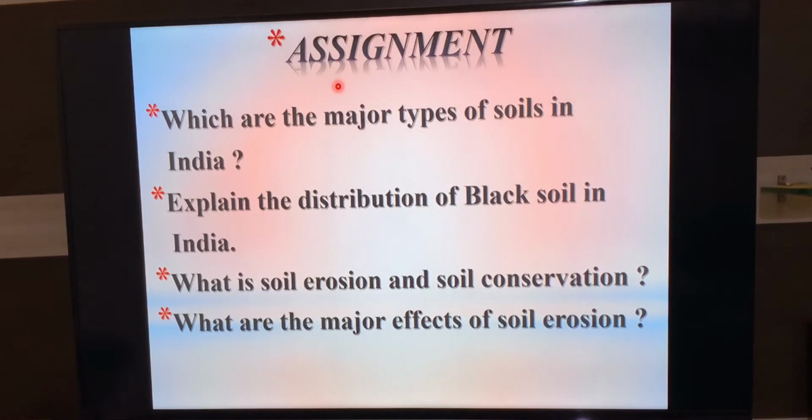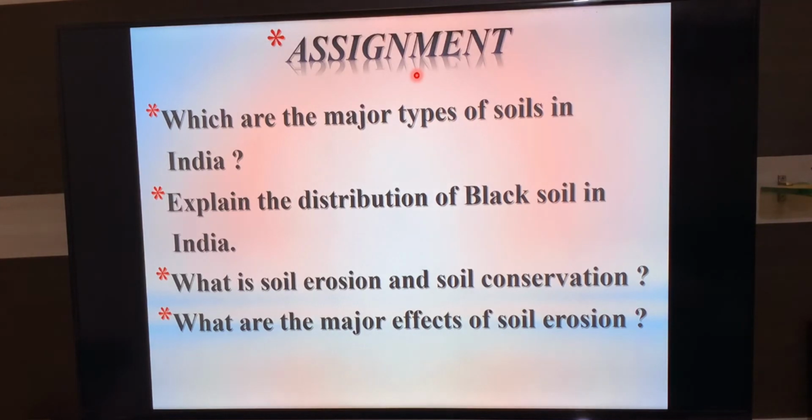Next we will start with the assignment. Which are the major types of soil in India? You have to write all the 7 soils here. First one is alluvial soil, second black soil, third red soil, fourth laterite soil, fifth desert soil, sixth mountain soil, and the last one is laterite soil.